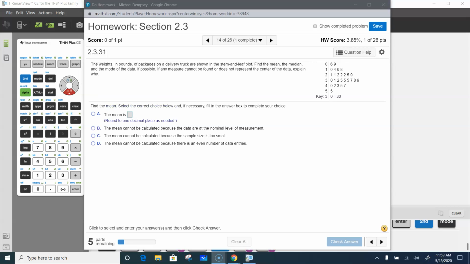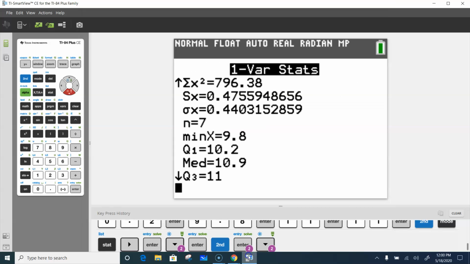Okay, so jumping ahead here to number 14, we have a stem and leaf plot. And our key is that 3|0 equals 30. So the numbers that I have here, I'm going to have to translate these into my calculator. I have 6, 9, then I have 10, 14, 16, and 18. I have 21 twice. I have 22 3 times. So the first thing I'm going to do is take all those numbers.